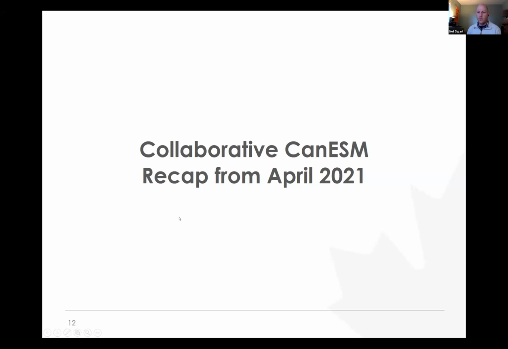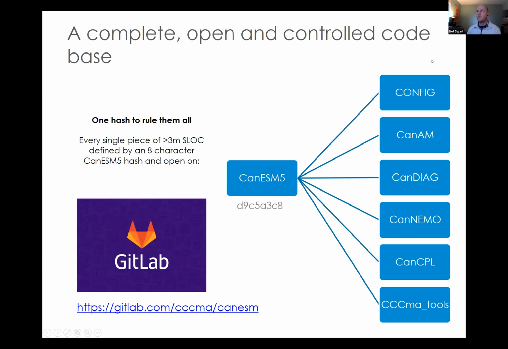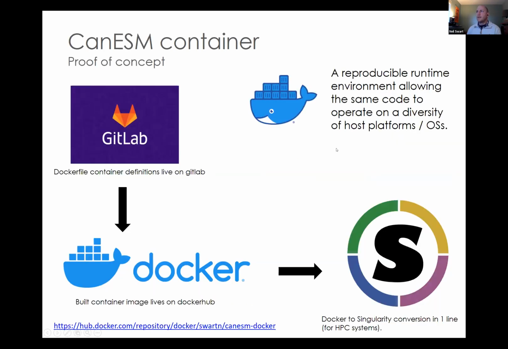So I'm just going to reflect really quickly on some of the things that we talked about last time. I'd outlined 10 elements that I thought we needed to achieve a collaborative CanESM. Some of those were a complete open source code base, which we have. And I spoke about this publicly available open source code. One of them was a reproducible runtime environment, and we spoke about this container that can be used on commercial cloud or on HPC systems, and that we could run the model in this.